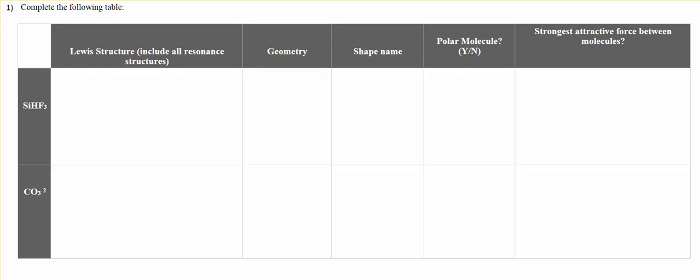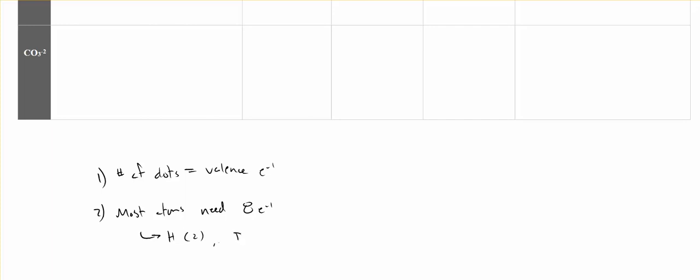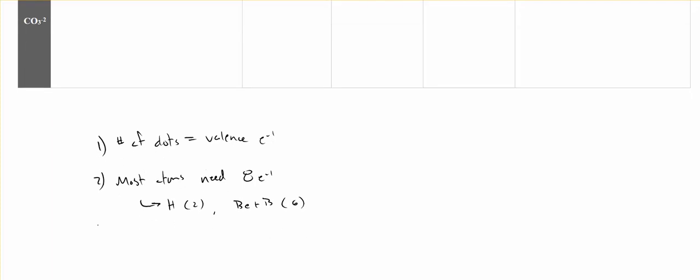Drawing a Lewis structure, there's a couple of different rules we want to consider. Remember that the number of dots around an atom will equal the number of valence electrons. Remember too that most atoms need 8 electrons. An exception there would be hydrogen, which only needs 2, beryllium and boron, which just needs 6. And remember as well that electrons must be paired. Considering these 3 rules, we can then begin drawing our Lewis structures.